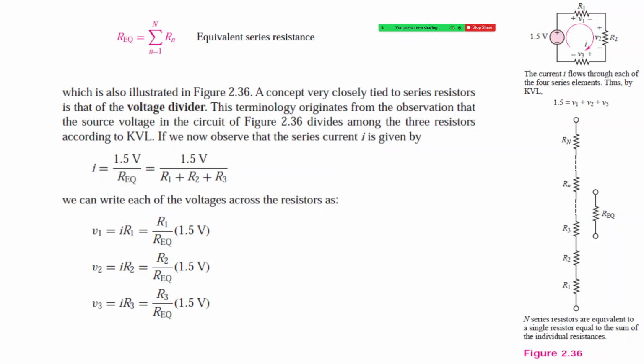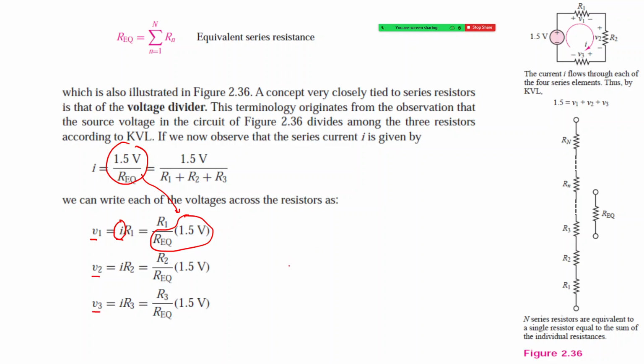But V1 is IR1, right? V1 is IR1. But what is I? I is this value, right? So we can substitute this value here into I. Then we can get V1 is R1 divided by the sum of all resistors, into the voltage across it. Similarly for V2 and V3, right?